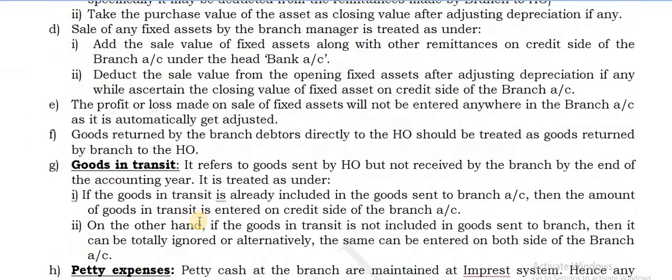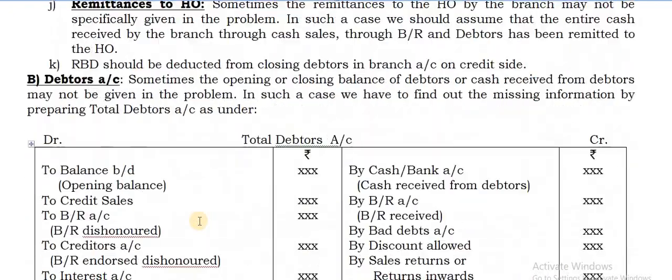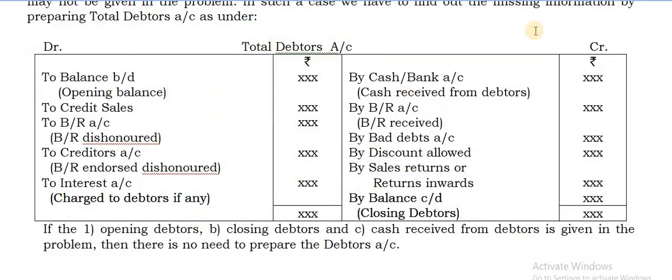And I've told you, apart from this branch account, sometimes you may have to prepare a debtors account. When you have to prepare a debtors account, that also I've told you. If any of these three items is missing, that is opening debtors, closing debtors, or cash received from debtors, then you have to prepare a debtors account and take that particular balance to the branch account. So these are the maximum accounts that you need to prepare. Well, we shall see how to proceed. And I've told you already, this is a very simple chapter. Please don't leave.